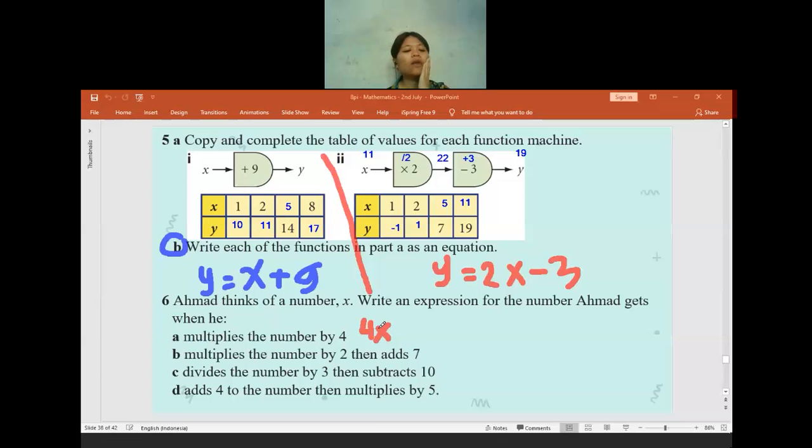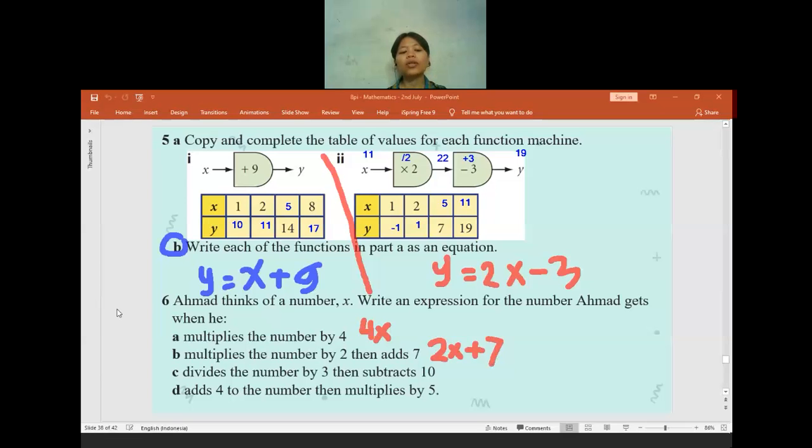Okay. Now for question B. What expression do I have? Multiply the number by 2 and then add 7. So it will be multiplied by 2. x multiplied by 2, we will get 2x. And then 2x we add by 7, which cannot be simplified. That's why it will still be 2x plus 7.